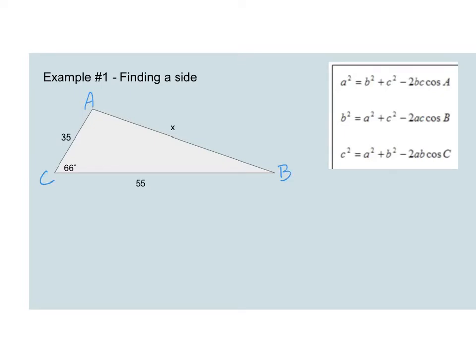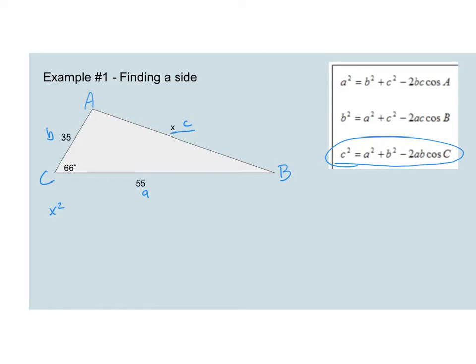Then remember, the side opposite C is the small c. The side opposite of A is small a. The side opposite of B is small b. When I'm doing this formula, notice that I'm going to be looking for c. That means I'm going to use this bottom formula here. So it'll look something like this.